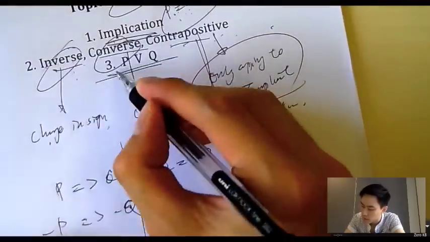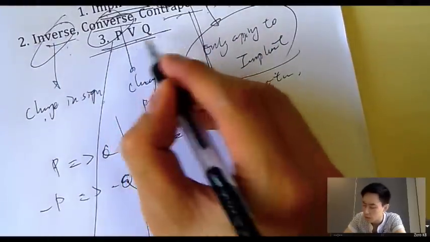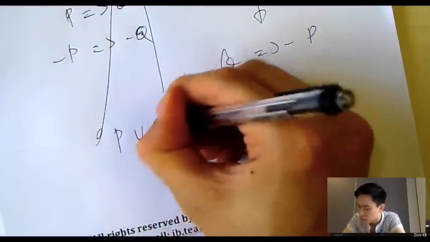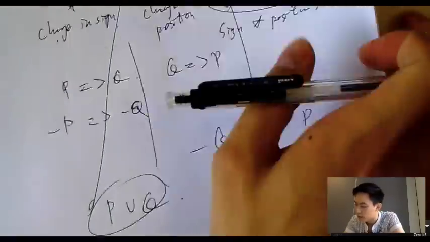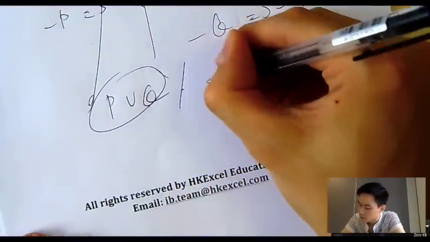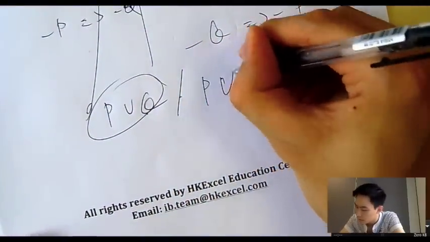For the 3rd one, P ∨ Q, basically it's P or Q. You need to understand P or Q, and also the difference between P ∨ Q and the exclusive or.